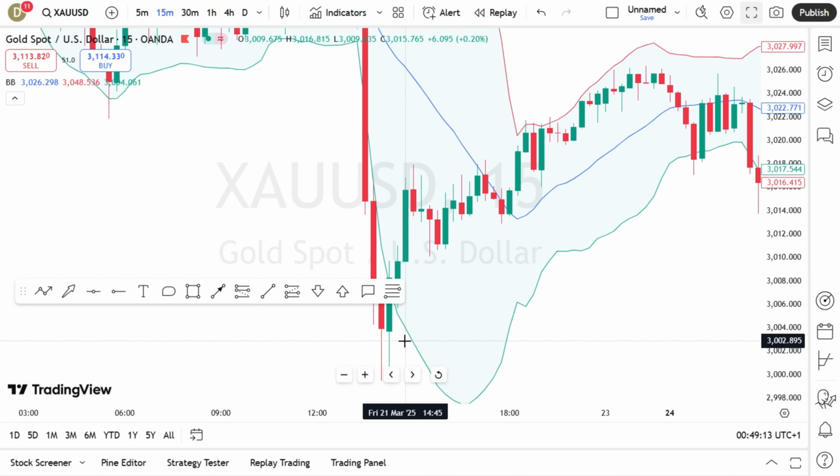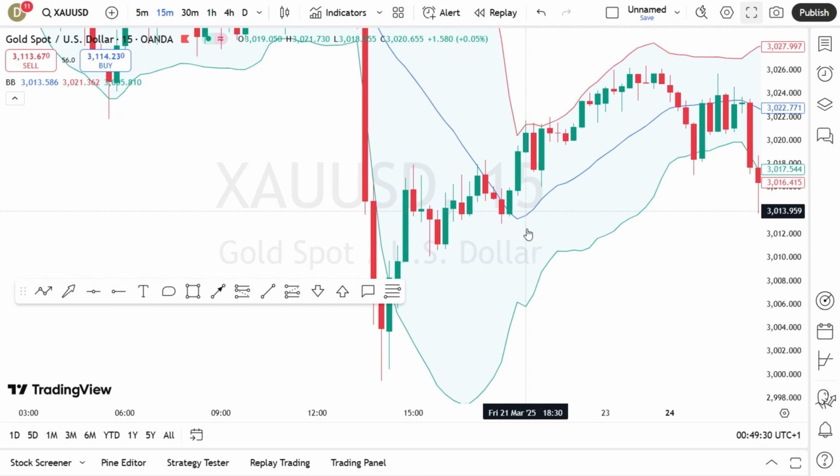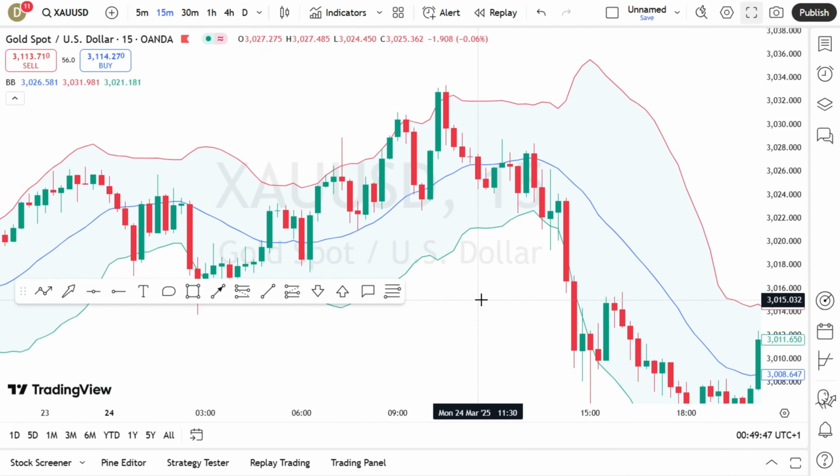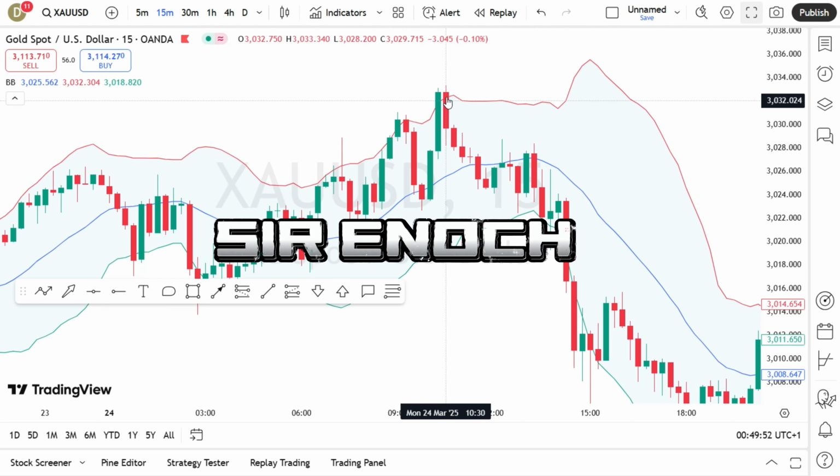So when price touches the lower band, it means price is giving you a signal for a buy. Take note of this. Once the bands have expanded, there is high volatility in the market, and the price touches the lower band, the market is giving you a signal for a buy. The same applies to when the price touches the upper band over here. It means price is giving you a signal for a sell.